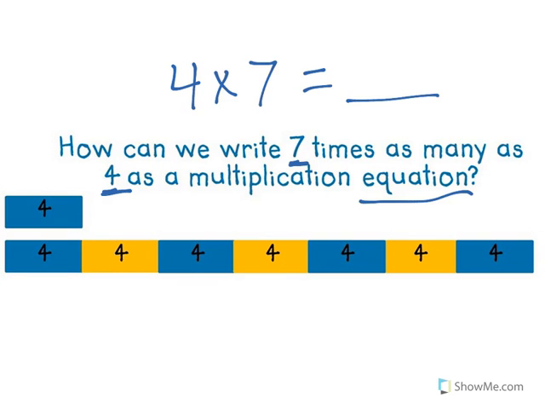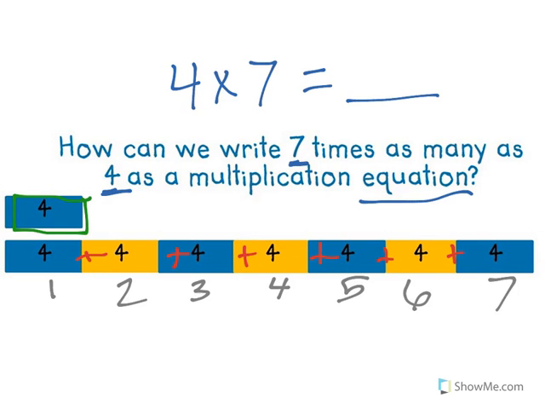Well, let's look at this visual model. Here we started with a box that represents 4. But what the problem is asking me is 4 times 7. So we took that 4 and we replicated it 7 times. 1, 2, 3, 4, 5, 6, 7. So now what I can do to find the product is I can take each one of these 4's and add them together. So 4 plus 4 makes 8, plus 4 more makes 12, 16, 20, 24, and 28.